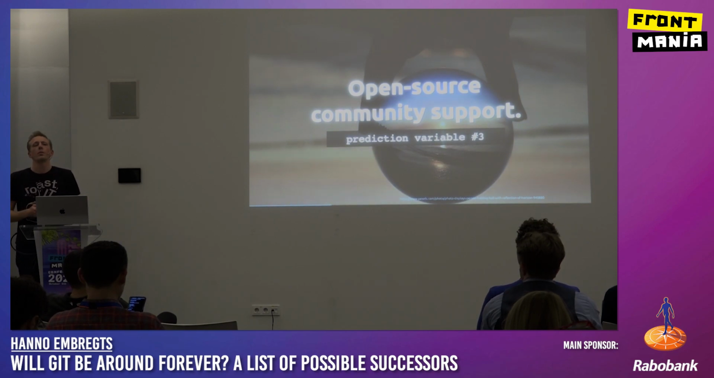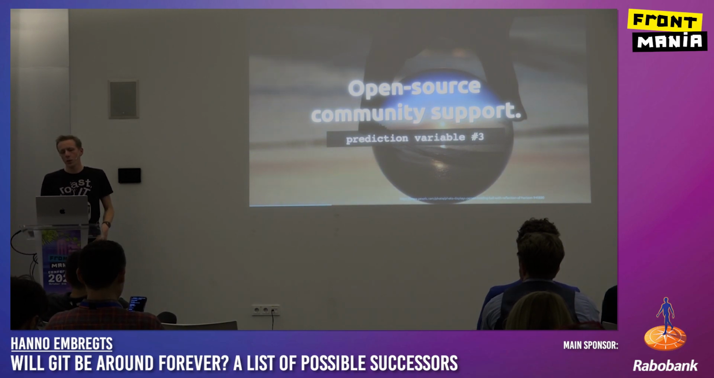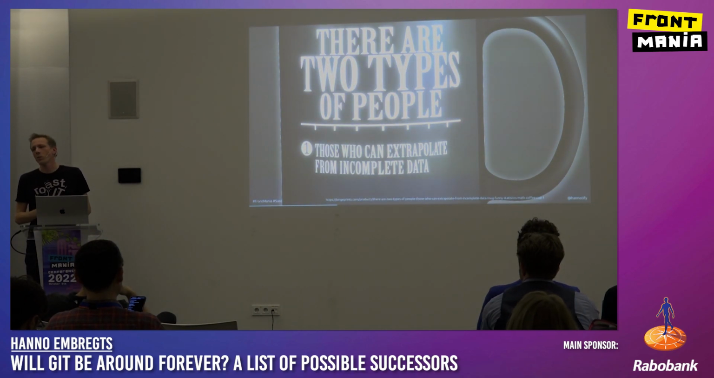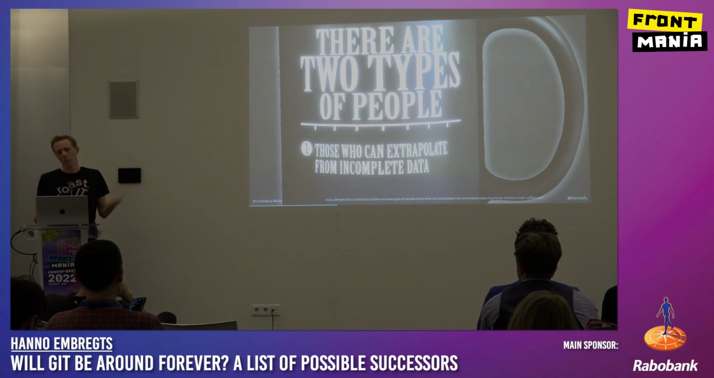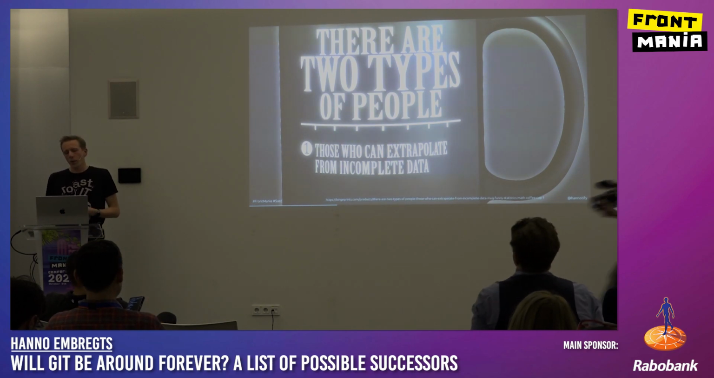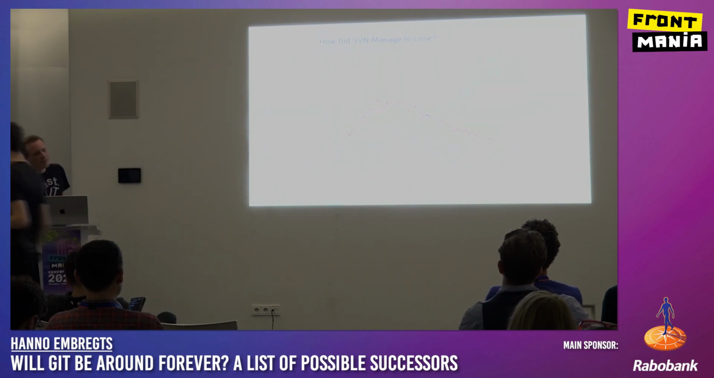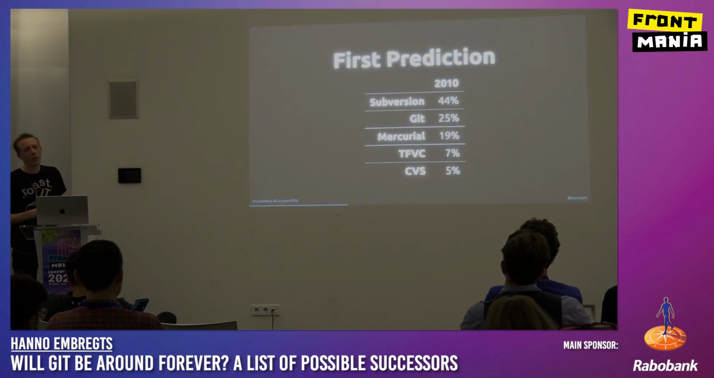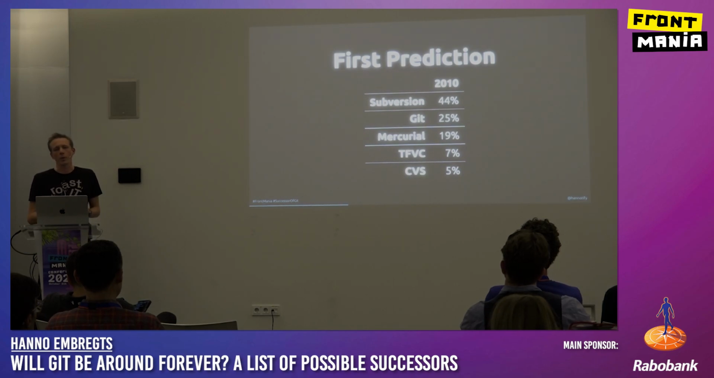While we have these three variables, we could try to make a first prediction, which at this early stage can only be done by using the approach "extrapolate from incomplete data," like it says on the mug, and there's no number 2. So if we extrapolate from this incomplete data and put the percentages in a table, we get something like this. And I just took the year 2010 as a starting point, where we see that Subversion is the most popular product and Git is still climbing.